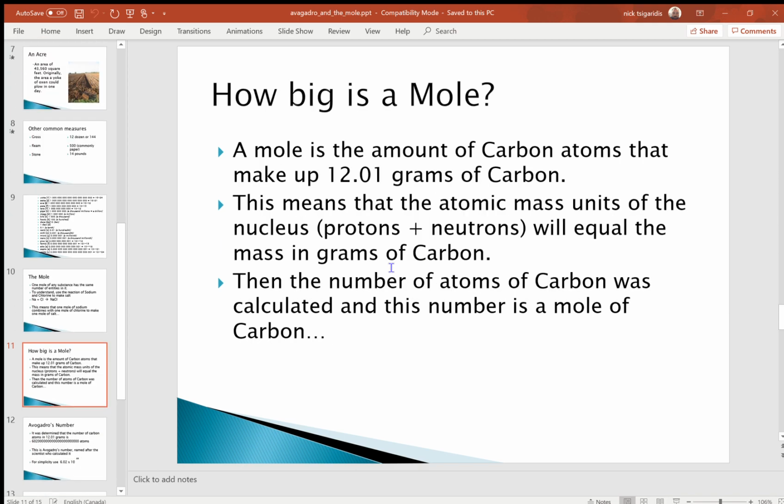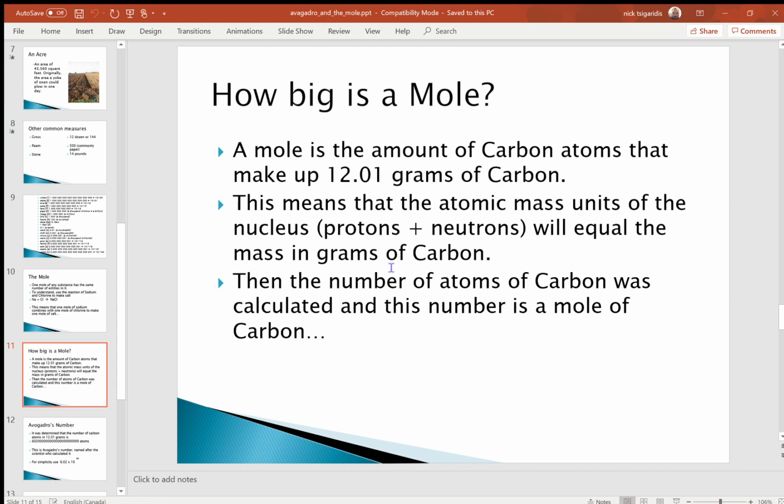Now, in terms of how big a mole is, well, a mole is a constant value. So whether we're talking about a mole of this pen or a mole of atoms, we are talking about the same quantity. When we look at determining how much is actually in a mole, we look at the carbon atom as our standard. If you look at the periodic table, you'll notice that the mass of carbon is 12.01 atomic mass units. It also represents the mass of carbon if I had 1 mole of carbon atoms.